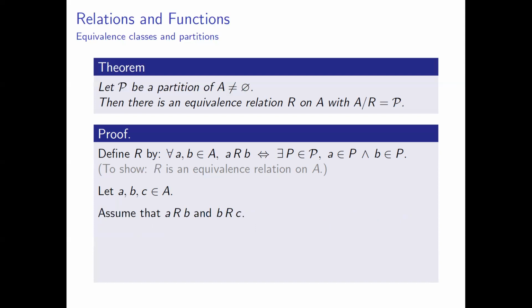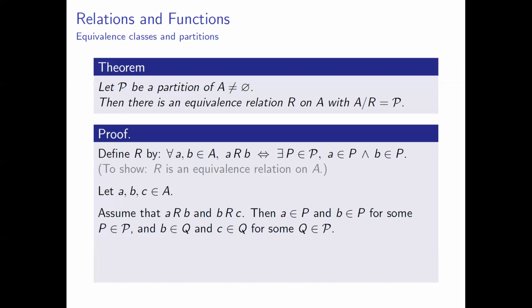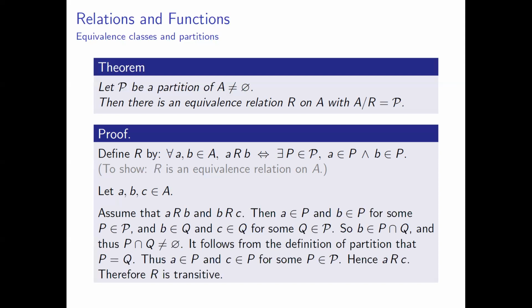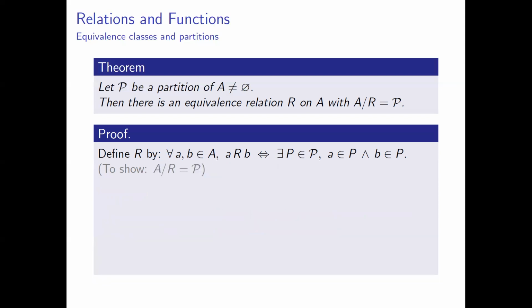Finally, we show that R is transitive. Assume that a is related to b and b is related to c. Then some set P in the partition contains both a and b, and some set Q in the partition contains both b and c. So b is an element of the intersection of P and Q, and thus P and Q are not disjoint. It follows from the definition of partition that P must be equal to Q. Thus, a and c are both elements of the set P. Hence, a is related to c. Therefore, R is transitive.